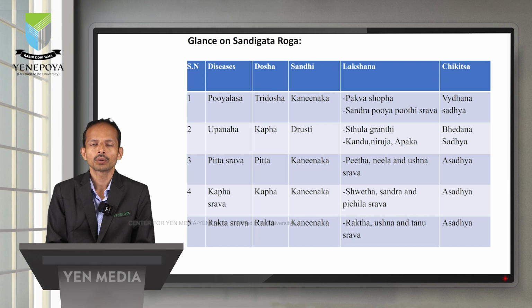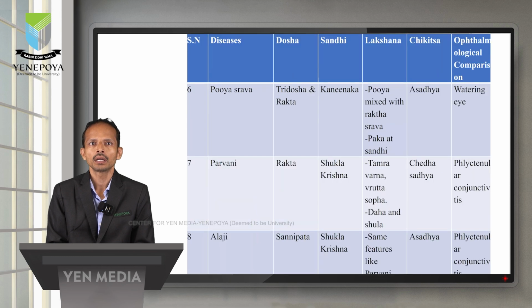So, a glance at the Sandhigata Roga chart. Here the disease, involved dosha, Sandhi, Lakshana and Chikitsa are depicted in the full chart.